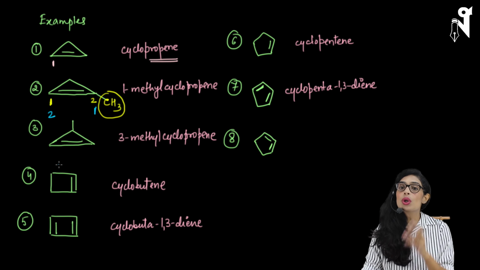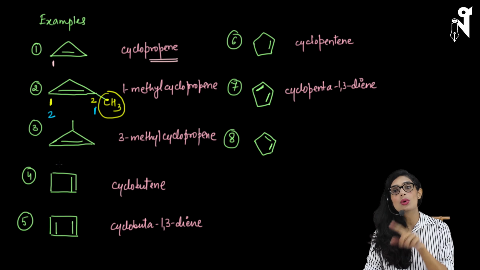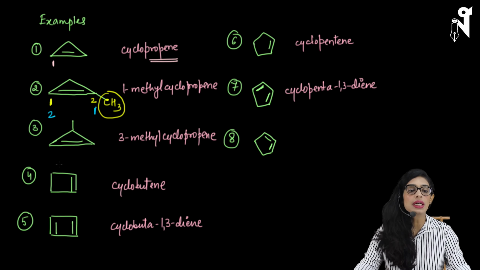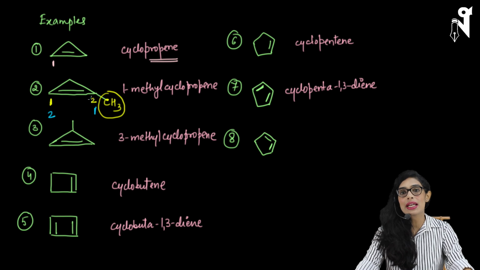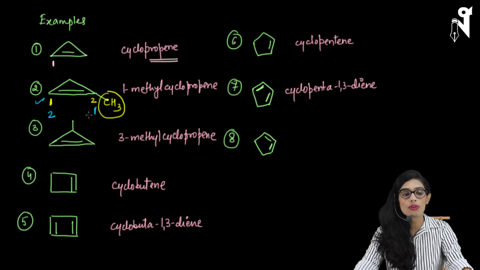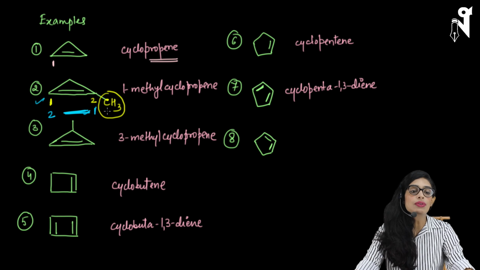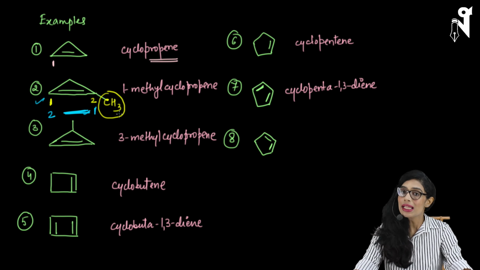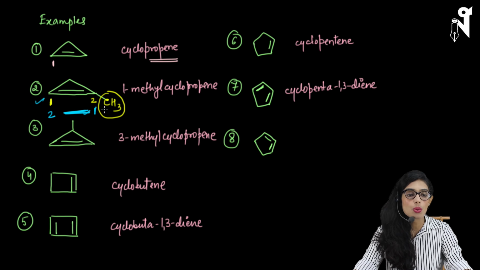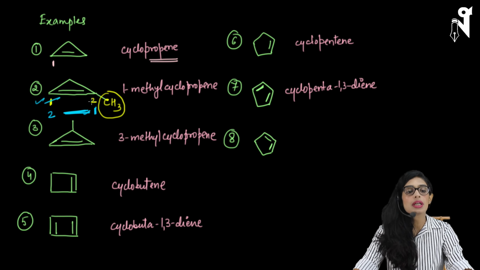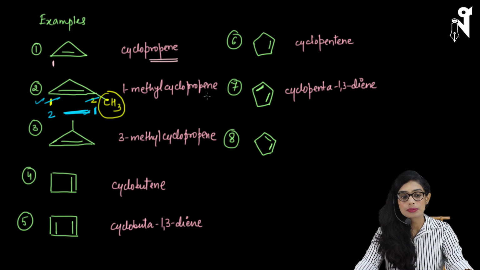The one which will give the lower number to the double bond as well as the lower number to the branch. My double bond is anyways getting position 1, no matter whether you number from here or from here. But if I number this way, then the branch will also get position 1, which is most preferable. So we will number the carbon where the branch and the double bond both are present as position 1 and the other as 2. The previous numbering we will not take, and the name of the compound will be 1-methyl cyclopropene.